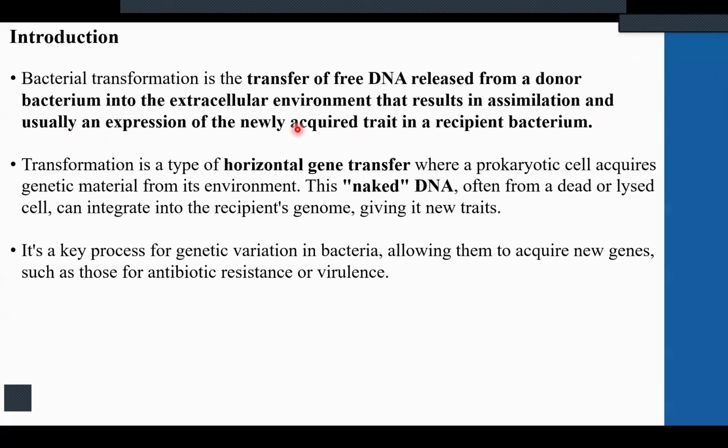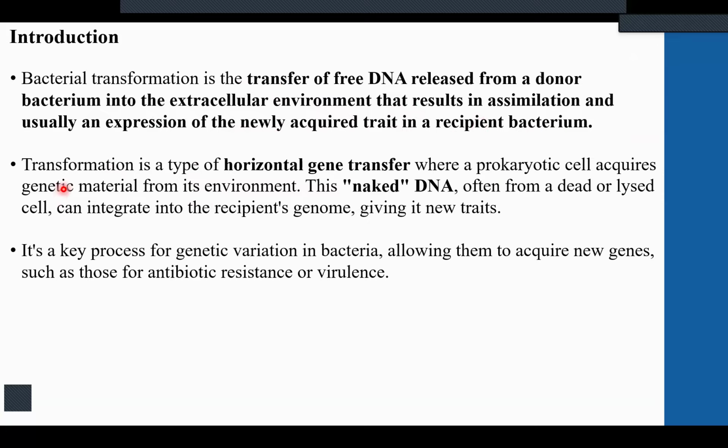So what happens here? We have two types of bacteria: a donor bacteria and a recipient bacteria. The donor bacteria will release its DNA, which can then be present in the extracellular environment and taken up by the recipient bacterium. So whatever characteristic is encoded in the piece of DNA that was present in the extracellular medium is now present in the recipient bacterium. So they have acquired new traits based on the type of DNA that they have taken up.